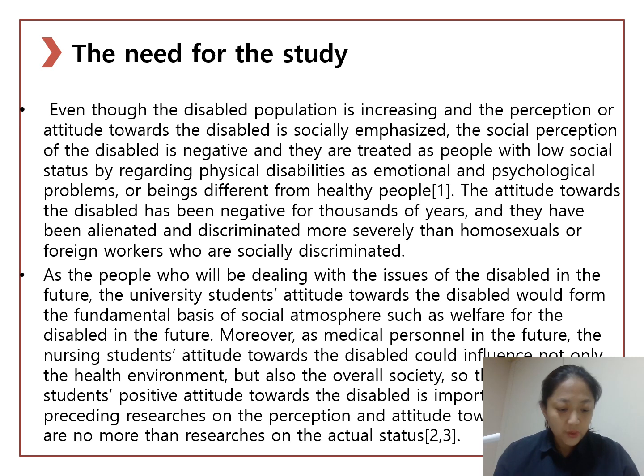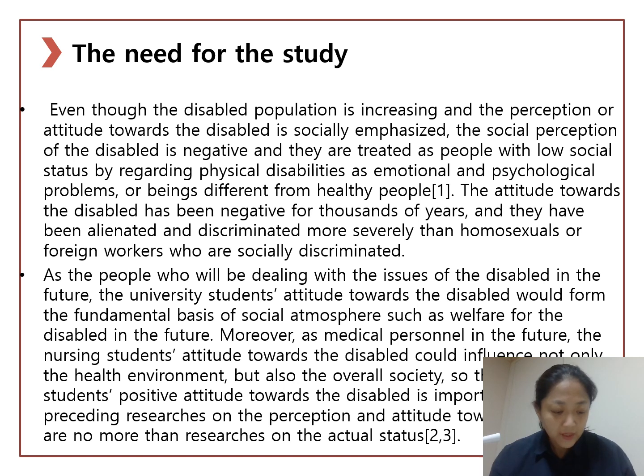The attitude towards the disabled has been negative for thousands of years, and they have been alienated and discriminated more severely than homosexuals or foreign workers who are socially discriminated. As the people who will be dealing with the issues of the disabled in the future, the university students' attitude toward the disabled would form the fundamental basis of social atmosphere, such as welfare for the disabled in the future.